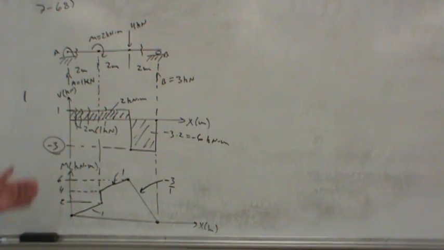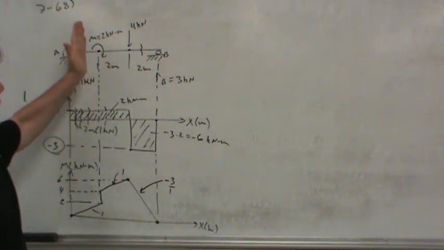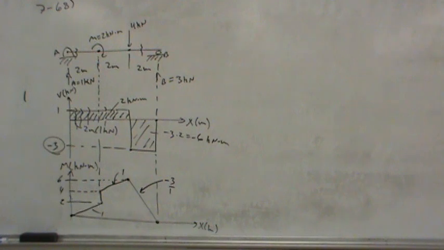So that's it. We've made a shear and moment diagram indicating the magnitude of the shear and the moment within the beam. If we were to cut the beam at an infinite number of places, this is what we would find for the shear and the moment.